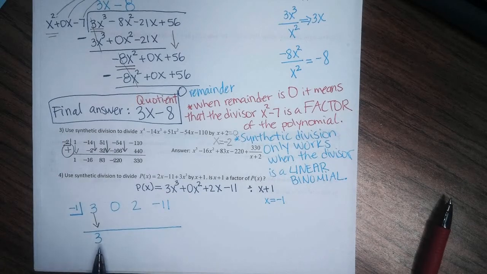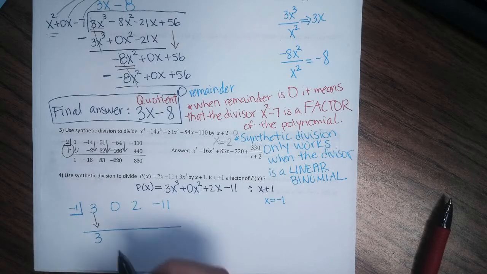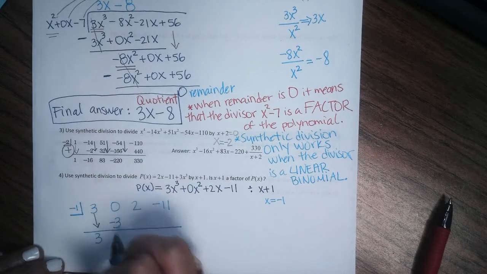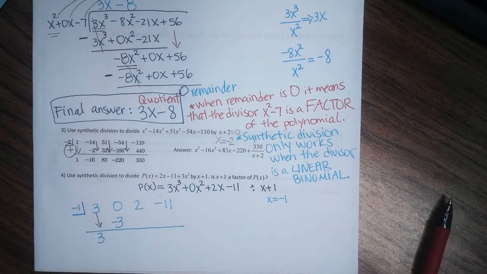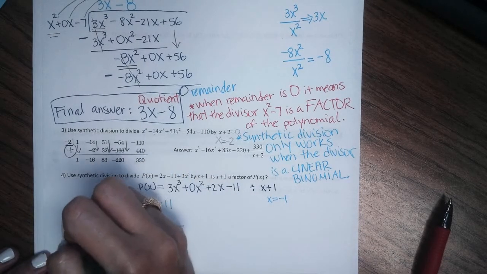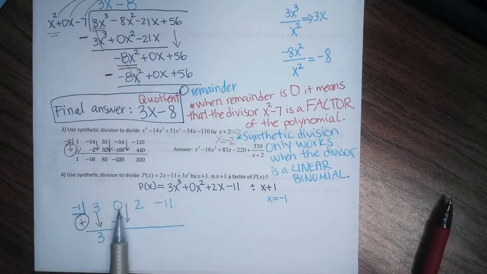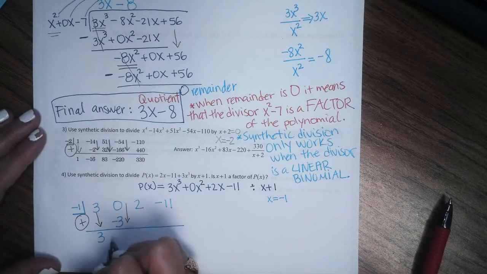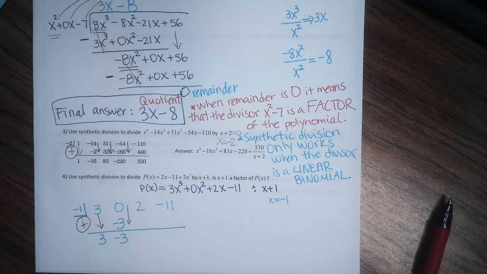Now you're going to multiply 3 times the number in the little box, so times -1. 3 times -1 is -3. Write it on the next column. Okay, now bring them down again, and I mean by adding. So you go ahead and add 0 plus -3. That's going to be -3. Okay, repeat the process. So that's called synthetic division.